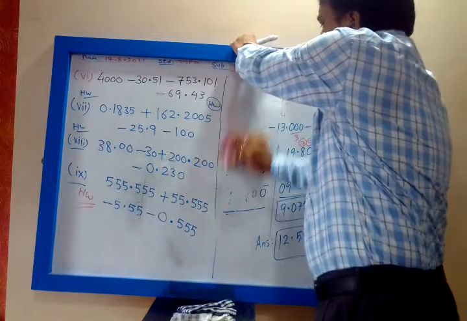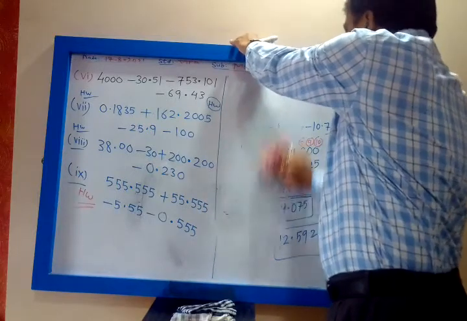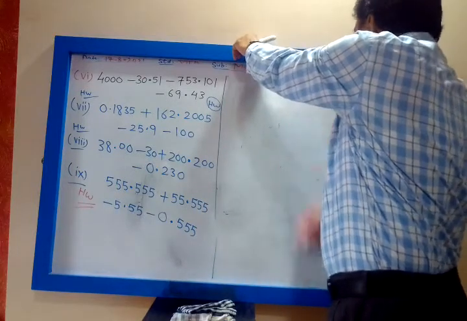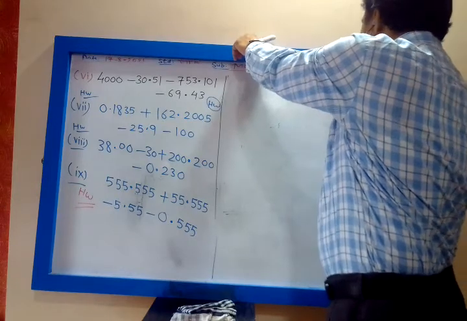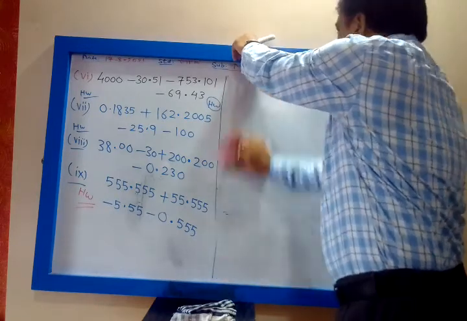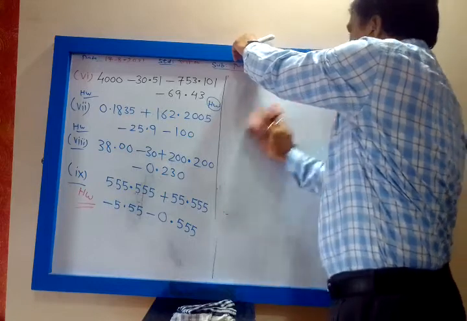So, whenever you want to add or subtract decimals, you check whether they are like decimals or not. If they are not like decimals, first you convert them into like decimals. That's all.